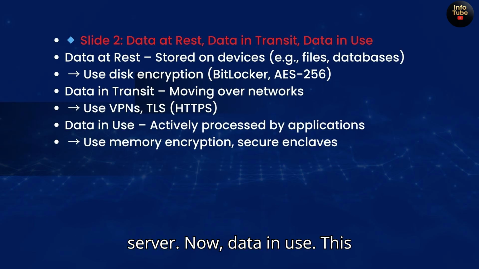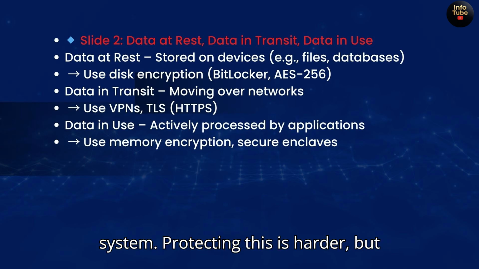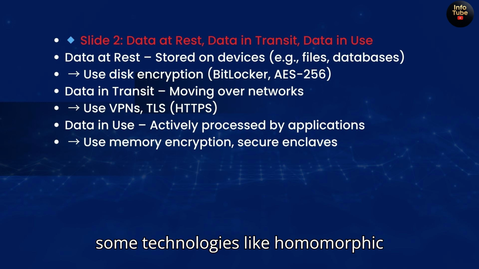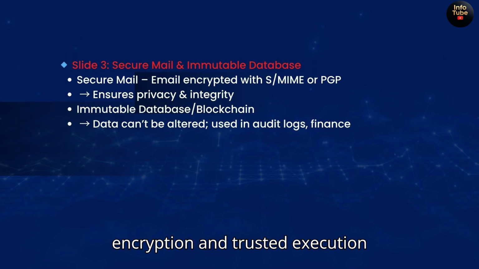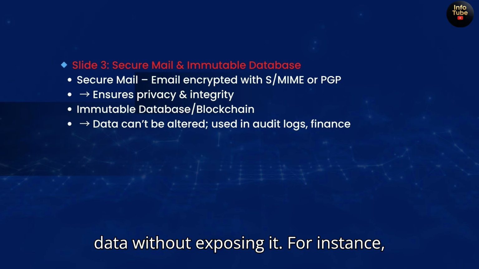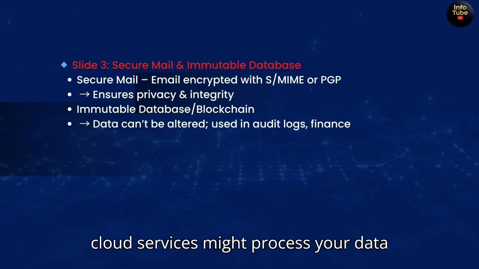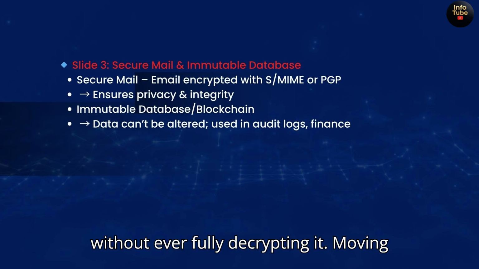Now, data in use. This means data being actively processed by a system. Protecting this is harder, but some technologies like homomorphic encryption and trusted execution environments can help process encrypted data without exposing it. For instance, cloud services might process your data without ever fully decrypting it.